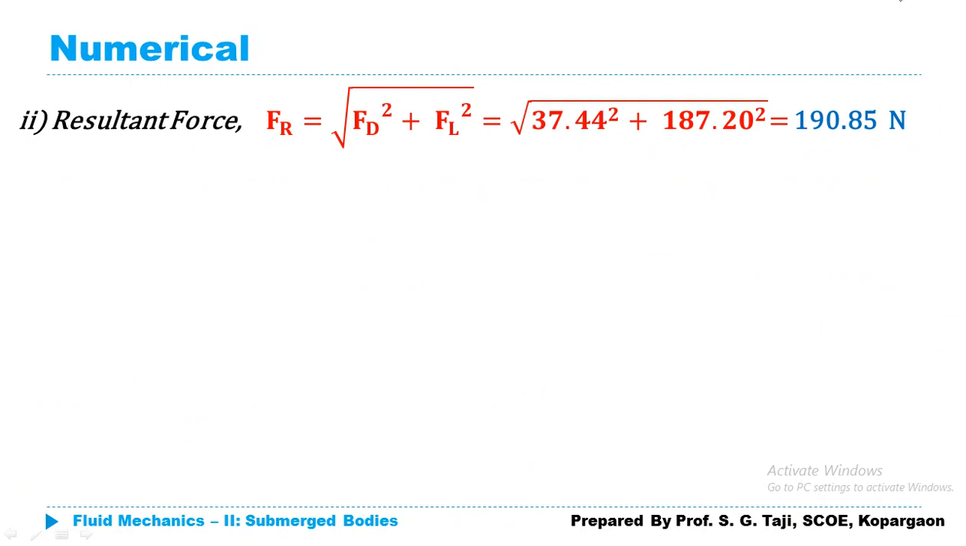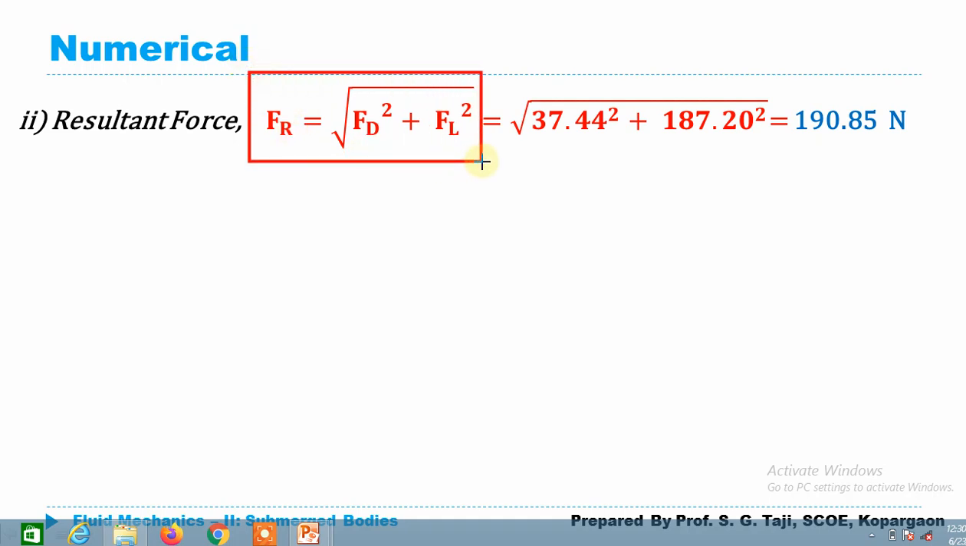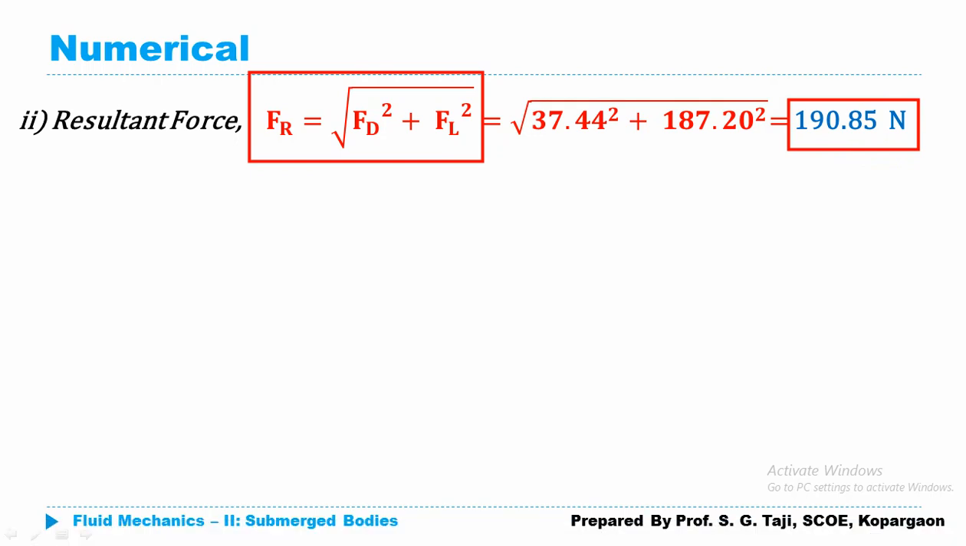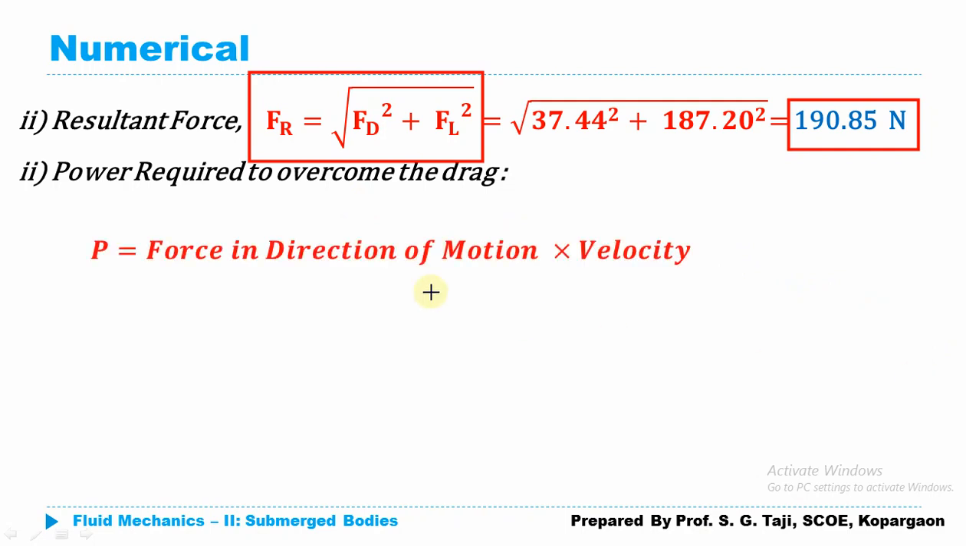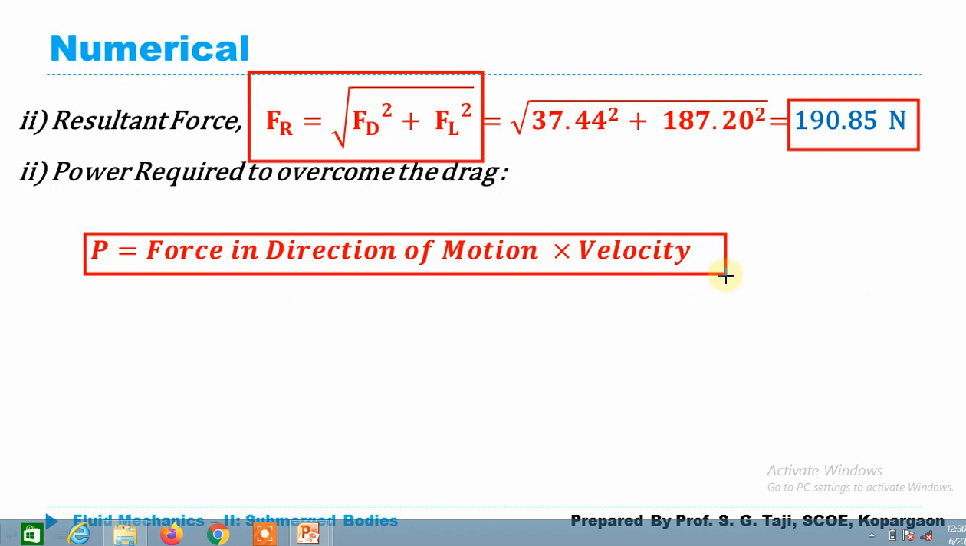Next we are going to calculate the resultant force, which is given by the equation Fr is equal to square root of Fd square plus Fl square. So just put the values of Fd and Fl, and you will get the resultant force as 190.85 Newton. Now I am going to calculate the power required to overcome the drag. As we all know, power required to overcome drag is given by the equation: power is equal to force in the direction of motion multiplied by velocity.